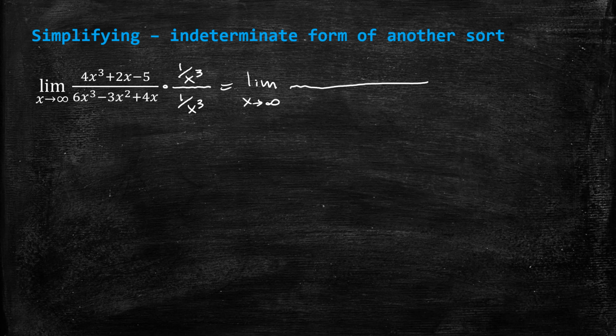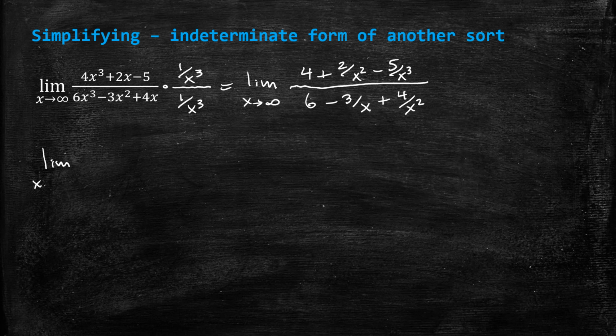So in the numerator, we would get 4 plus 2 over x squared minus 5 over x cubed. And in the denominator, 6 minus 3 over x plus 4 over x squared. And why is this more useful?